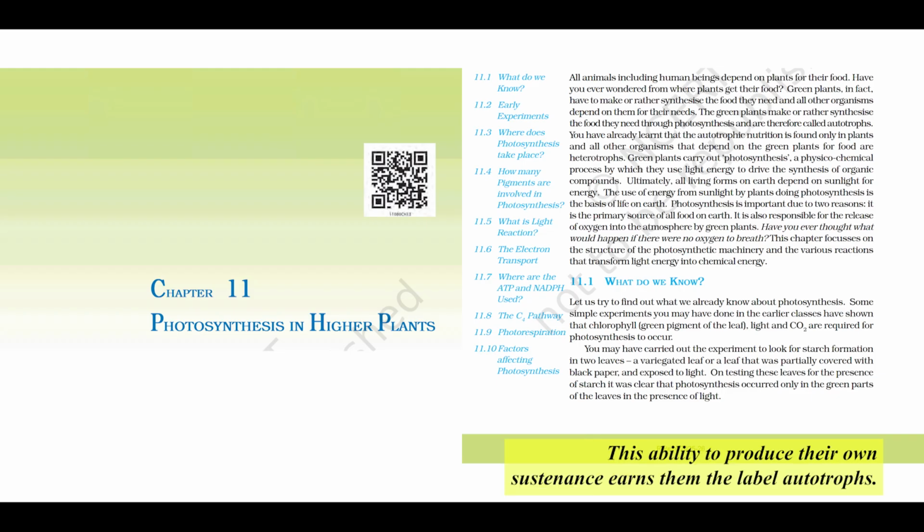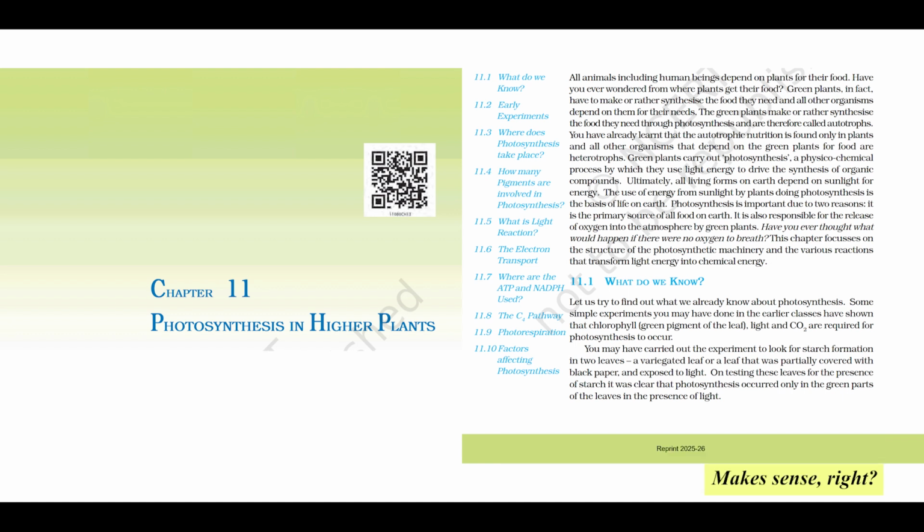This ability to produce their own sustenance earns them the label autotrophs. Makes sense, right? Auto means self. Troph means nourishment. And we, along with all other organisms that rely directly or indirectly on these plants for nutrition, are called heterotrophs. Now, why is this process so monumentally important?